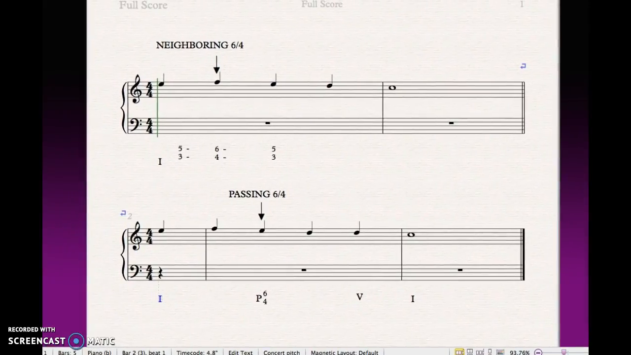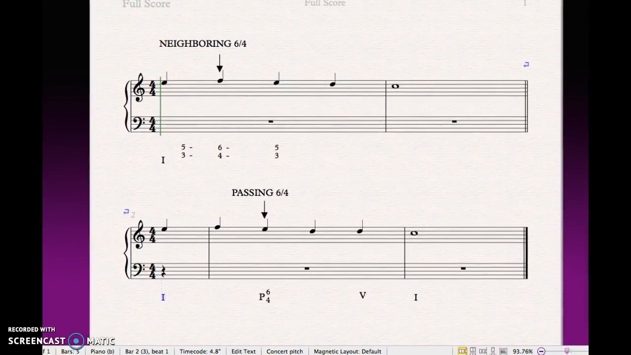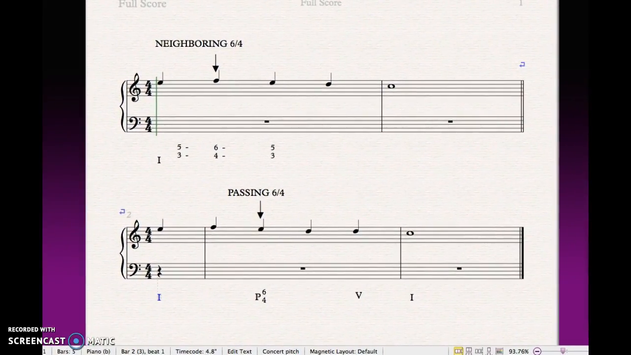Neighboring 6/4s and passing 6/4s are embellishing versions of 6/4s, as opposed to the more structural cadential 6/4. The cadential 6/4 comes on a strong beat, usually at a cadence, but even when it's not at a cadence, it's still on an accented beat. Neighboring 6/4s and passing 6/4s tend to occur on weak beats. That's one very important difference.